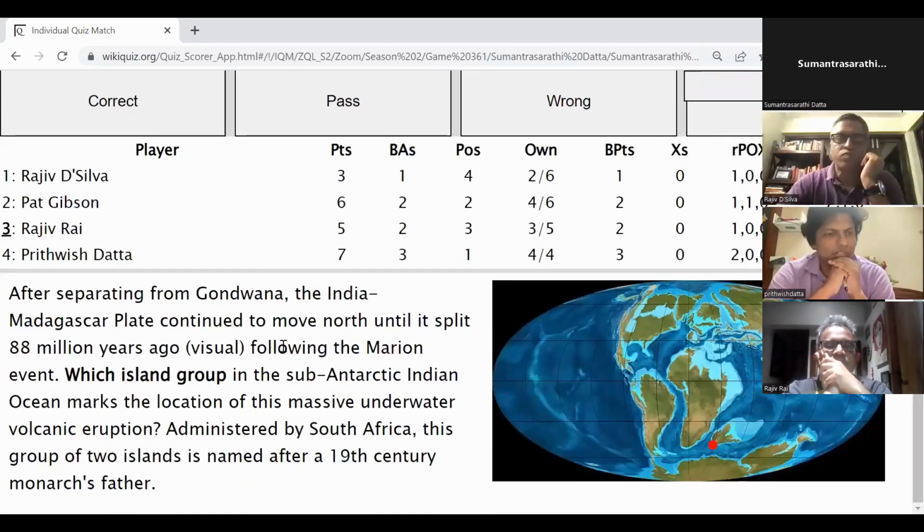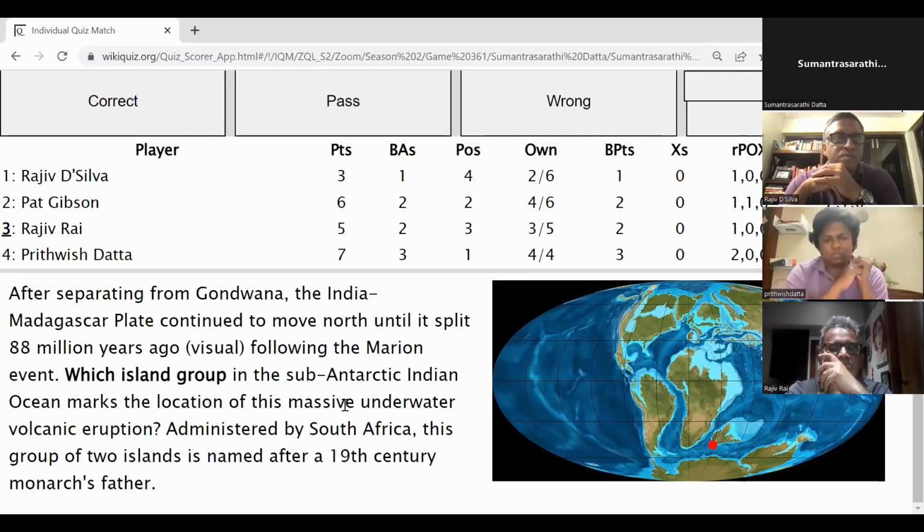After separating from Gondwana, the Indian Madagascar plate continued to move north until it split 88 million years ago, following a massive event. Which island group in the sub-Antarctic Indian Ocean marks the location of this massive underwater volcanic eruption? Administered by South Africa, this group of two islands is named after a 19th century monarch's father.